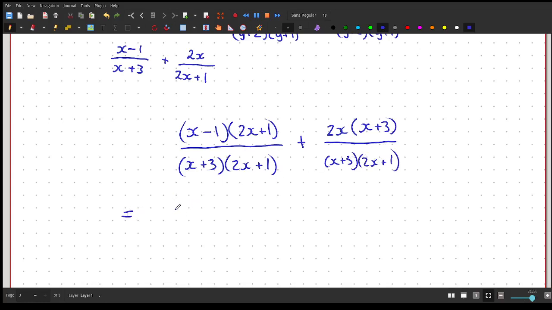Let's start expanding. So up here I'm going to get 2x squared minus 2x plus x minus 1. That's this numerator expanded. If you want to use the grid to avoid making mistakes, that's a good idea. Plus 2x squared plus 6x. And that's all going to be over this common denominator.